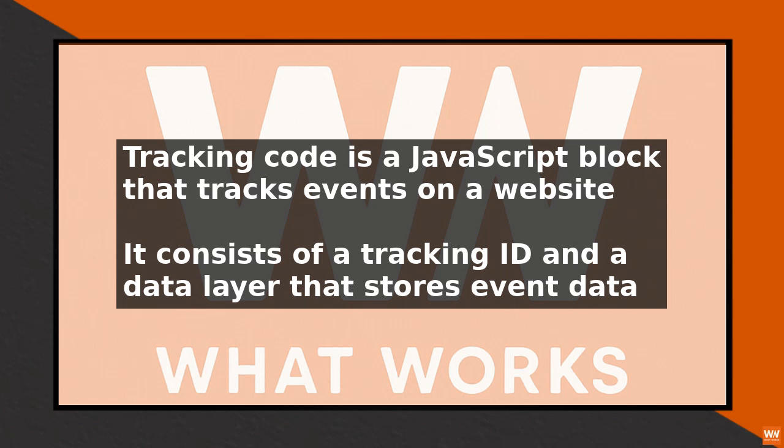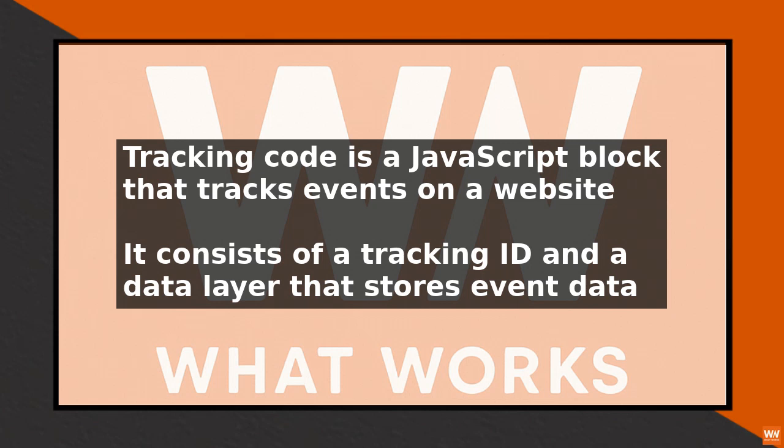The tracking code is a block of JavaScript code that is placed on your website to track events. It consists of several parts, including the tracking ID, which is a unique identifier for your property, and the data layer, which is a JavaScript object that stores data about the events being tracked. To read the tag implementation, you need to understand the different components of the tracking code.